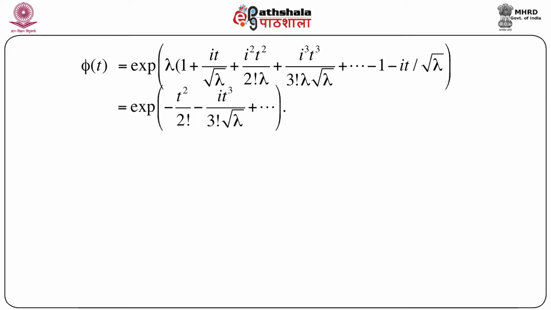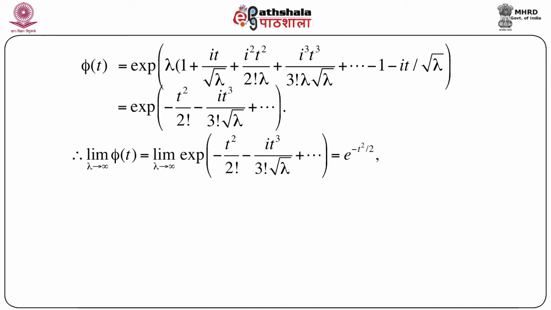Now we will just simplify this expression. If we look at this term here, there is a cancellation of the 1, and after simplifying we get e to the power of minus t square by 2 factorial minus i t cube by 3 factorial into square root of lambda, plus whatever terms are there. But the rest of the terms involve lambda or some power of lambda in the denominator. So as lambda goes to infinity, this entire quantity will go to e to the power minus t square by 2.